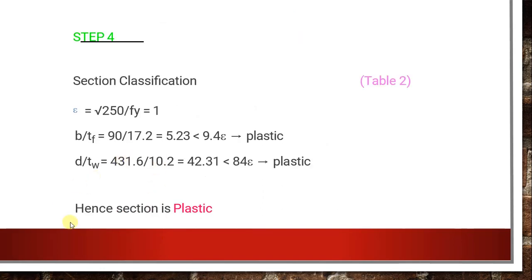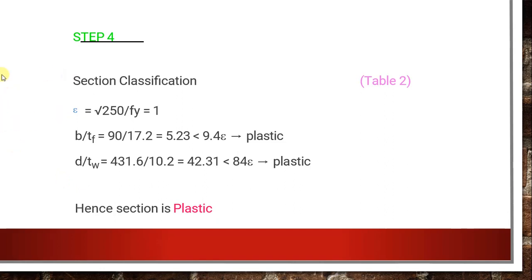Next, in step number 4, you have to classify the section. You have to check the section classification. Epsilon E you have to calculate with the help of the formula, which is given in table 2 of IS 800 2007. So the square root of 250 upon Fy gives epsilon E equal to 1. Now you have to check whether the section is plastic, compact or semi-compact. The specification is given in IS 800 2007, table number 2, and from that you obtain the classification of the section.